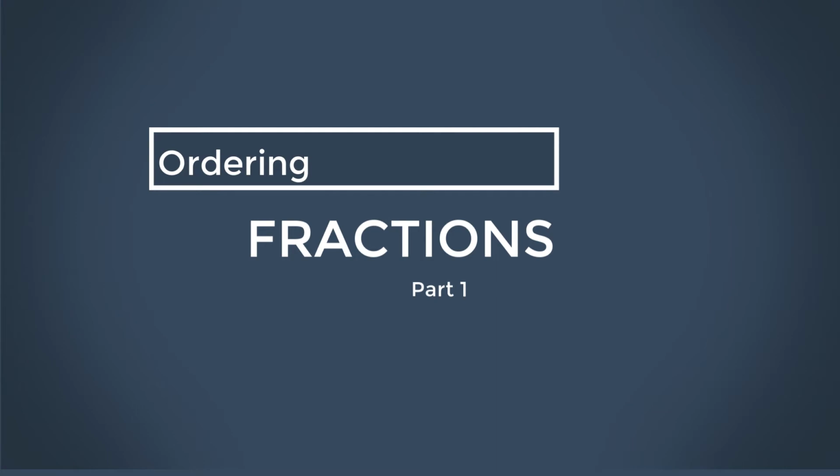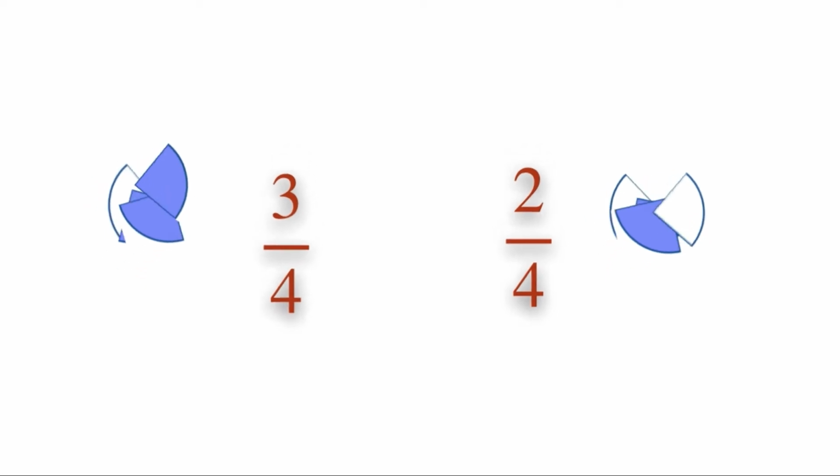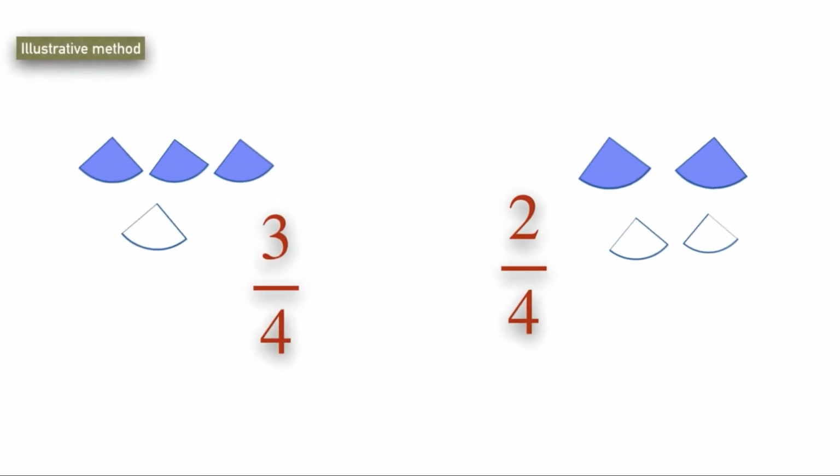In this video, you will understand how to put fractions in ascending order. Consider two fractions, 3/4 and 2/4. How do you know which fraction is bigger? Using the illustration, we can see that 3/4 represents 3 parts of the 4-part circle, and 2/4 represents 2 parts of the 4-part circle. Therefore, 3/4 is a bigger fraction than 2/4.